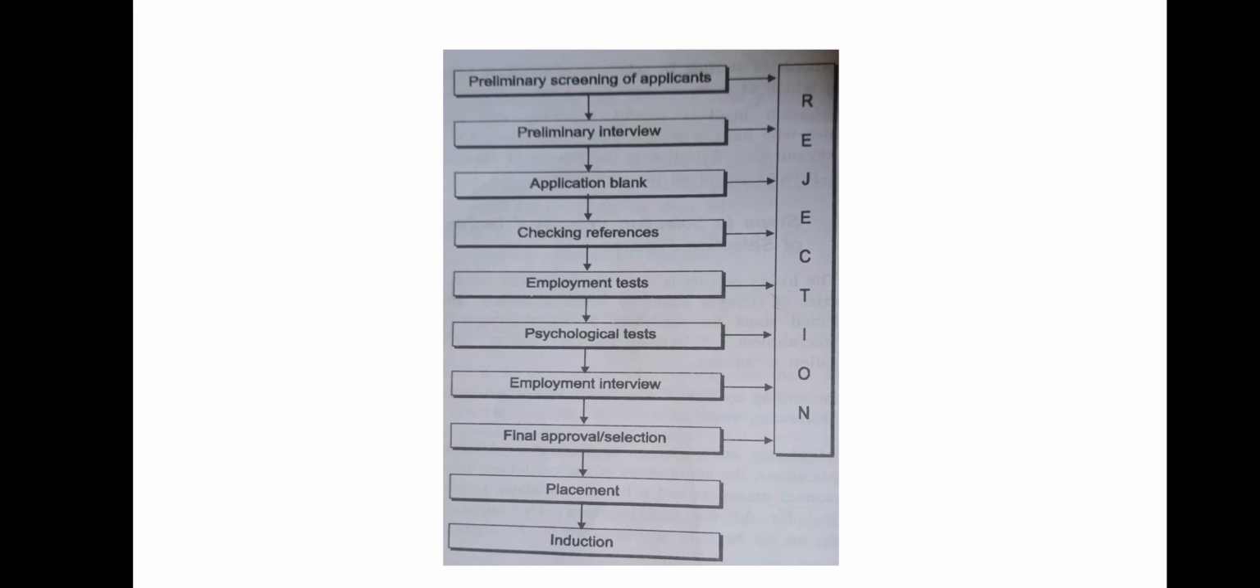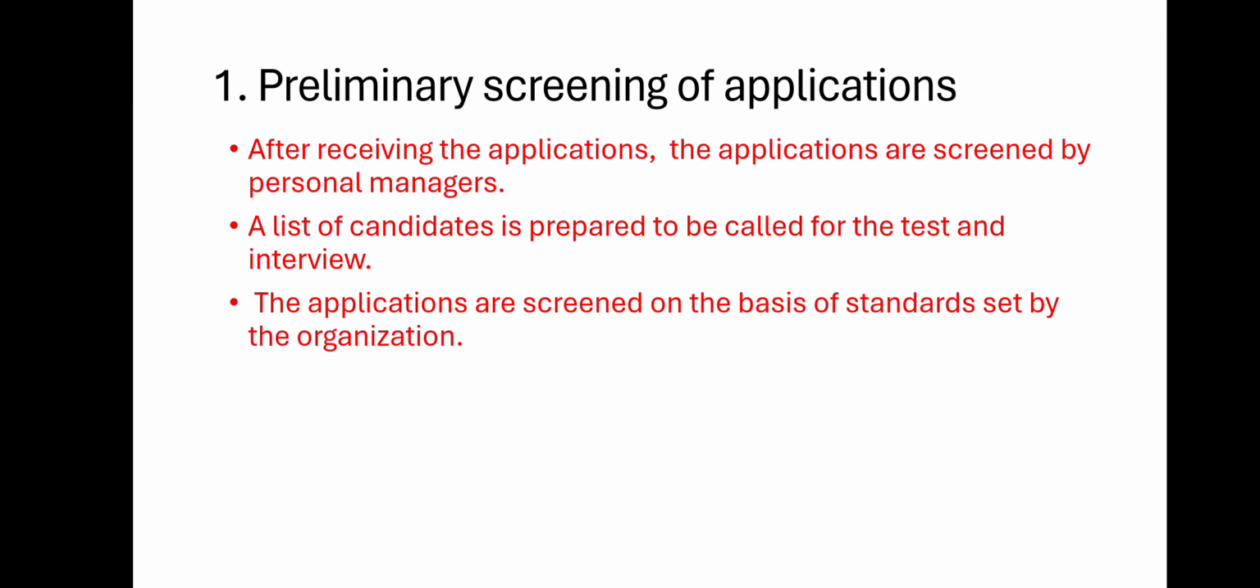The steps in the selection process are given in the chart. You should give it in the form of a chart. It should be given: first one, preliminary screening of applications, preliminary interview, application blank, checking references, employment test, psychological test, employment interview, final approval or selection, placement, and induction.